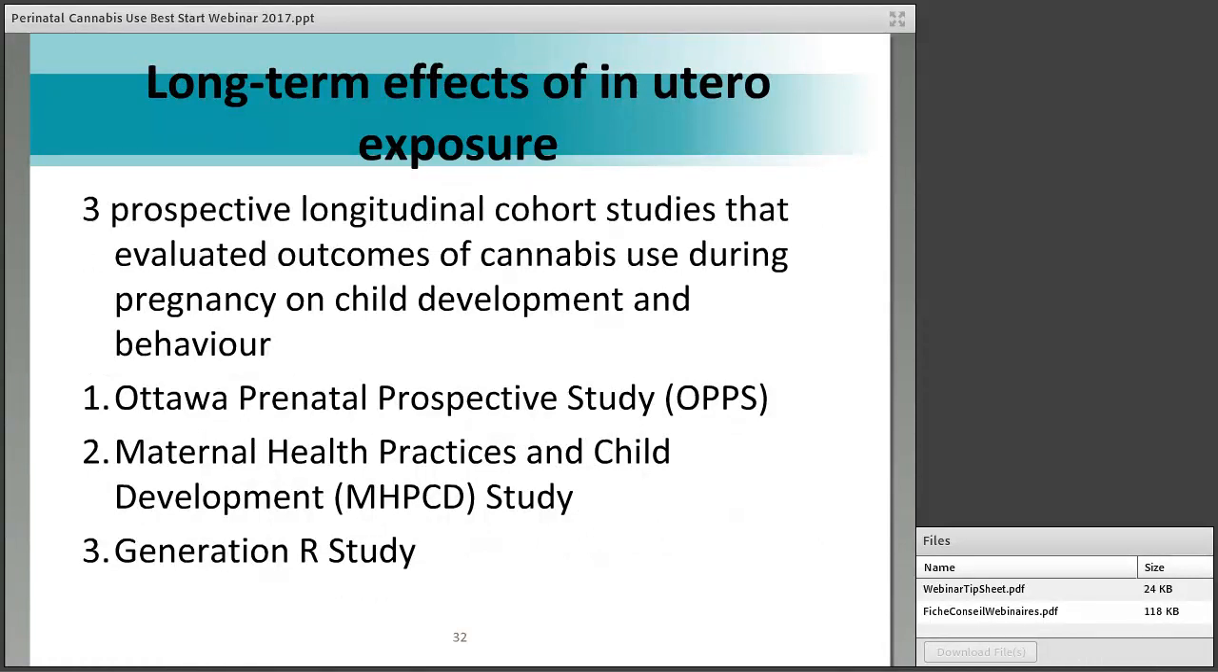The other worrisome concerns are what are the long-term effects, obviously, of in utero exposure. We have some data to answer these questions from 3 long-term outcome studies that looked at the effects of cannabis use during pregnancy on child development and behavior. So the 3 studies which you may have heard about are the Ottawa Prenatal Prospective Study, or the OPPS, the Maternal Health Practices and Child Development Study, and the Generation R Study.